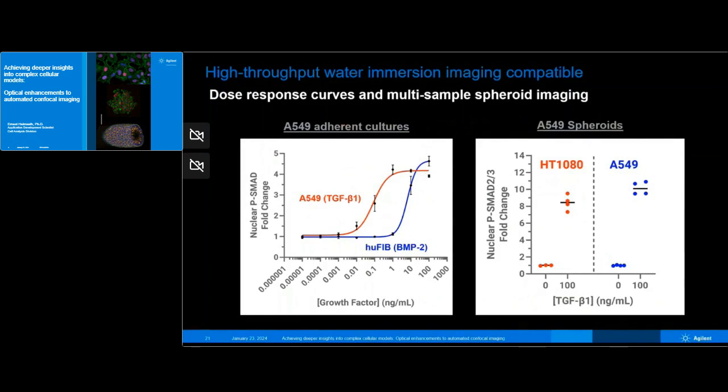So on the left, what you see are those dose response curves from two different cell types done on the same plate using water immersion imaging. And on the right, what we see is A549 spheroids, where we can, again, do the same thing: image multiple spheroids within a well or within a plate and derive very statistically robust data sets here.